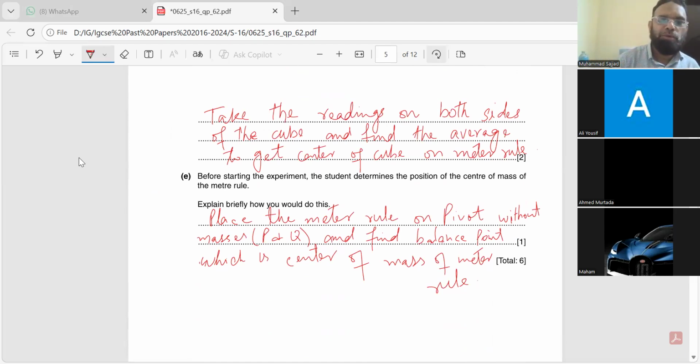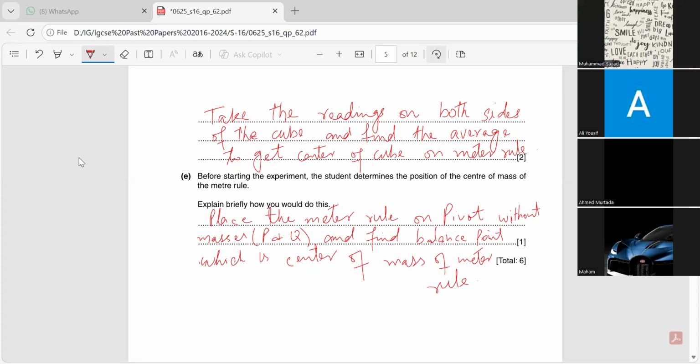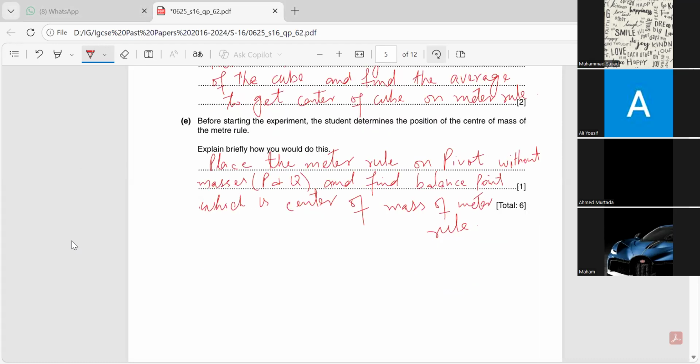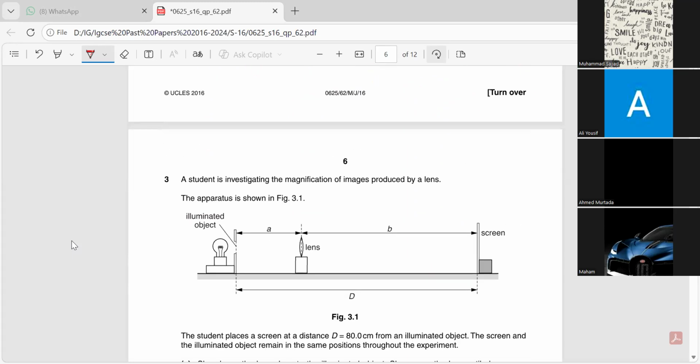Why did I choose this old paper? Because there were these things which we did not discuss in the new exams. So they can bring these things, like how to get the center of an object which is wider than the width of the meter rule and how to get the balance point. These things have comparatively not been repeated in the last few years. They may come because they are part of the syllabus. That's why I have chosen this paper. Anybody having any question regarding this, please feel free to ask me. Otherwise, I will be moving forward. Okay, I'm moving forward. If there is a question, I will come back.